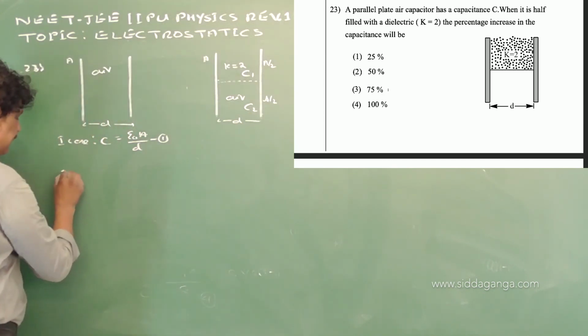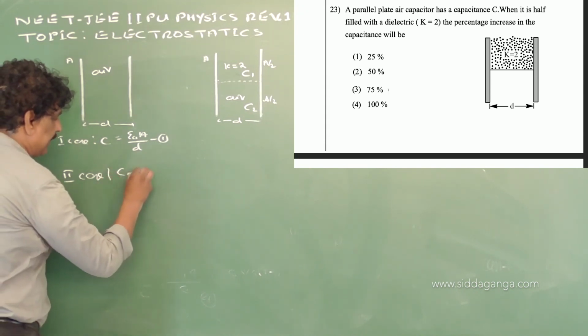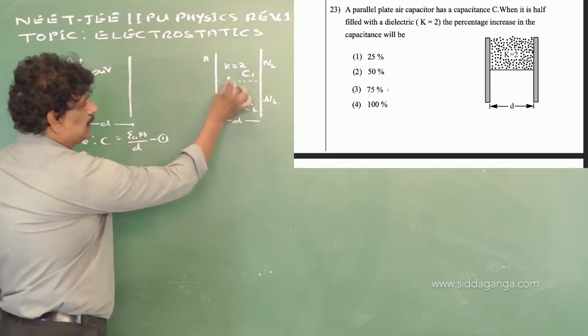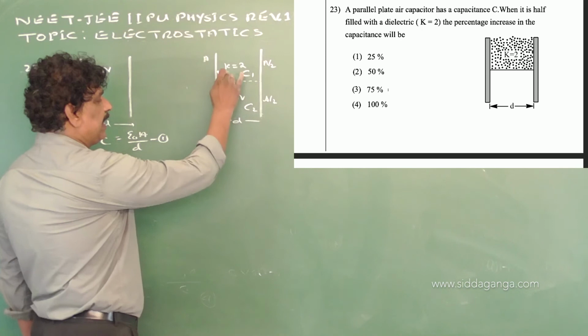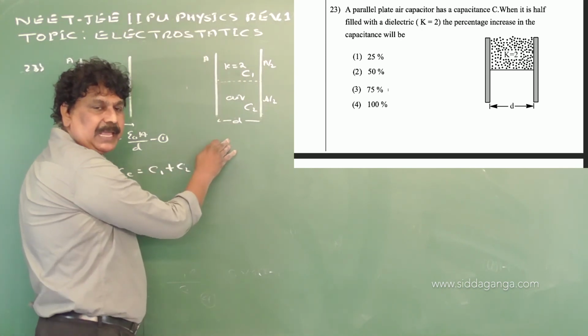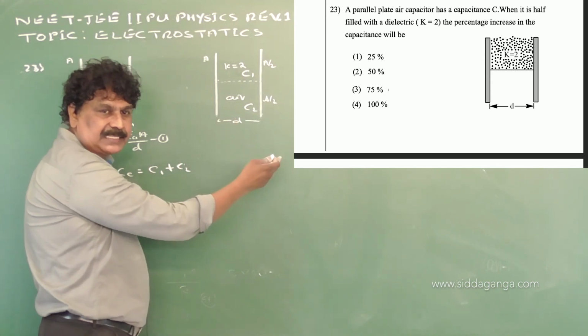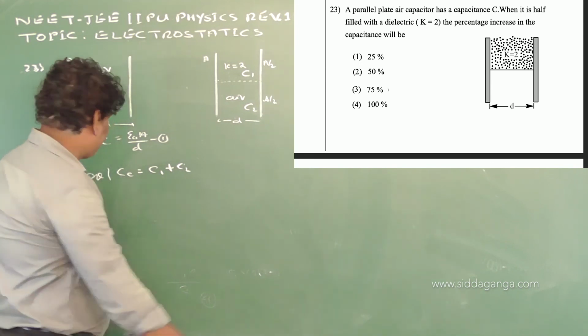Now, in second case, the effective capacitance CE is equal to C1 plus C2, because now C1 and C2 are in parallel. If area changes, D remains same, then the capacitors are in parallel. If area remains same, D changes, then the capacitors are in series. It acts as a system of two capacitors.